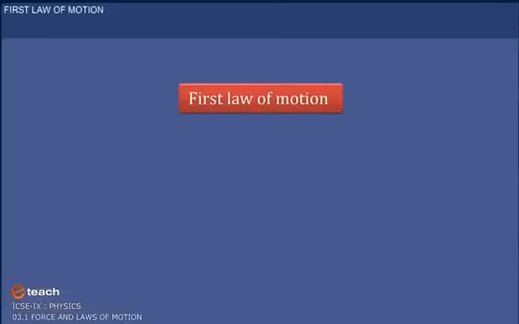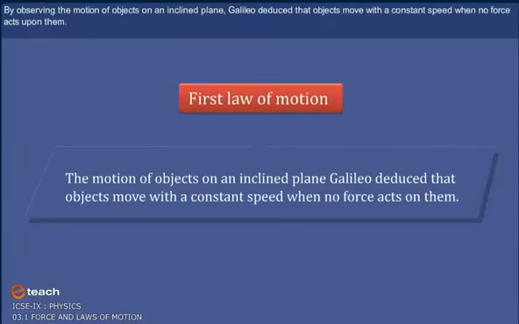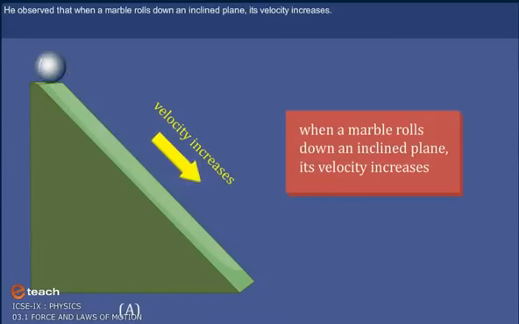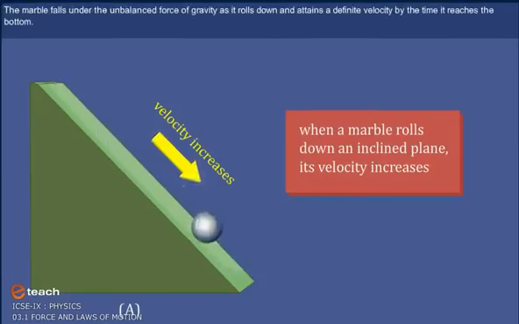First law of motion. By observing the motion of objects on an inclined plane, Galileo deduced that objects move with a constant speed when no force acts on them. He observed that when a marble rolls down on an inclined plane, its velocity increases. The marble falls under the unbalanced force of gravity as it rolls down and attains a definite velocity by the time it reaches the bottom.